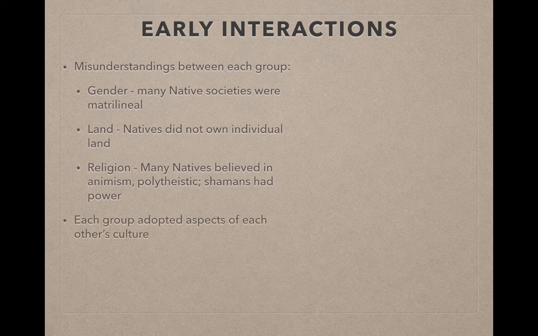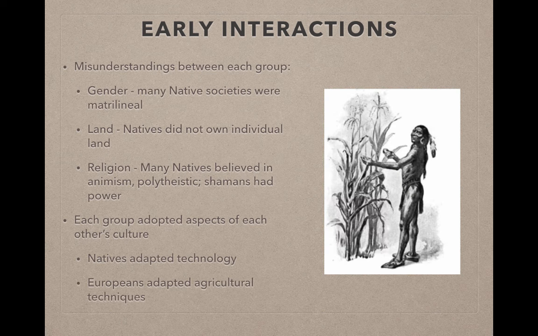And each group adapted aspects of each other's cultures. Natives adapted technology, especially things like guns and goods such as horses, and Europeans adapted agricultural techniques early on from Native Americans, especially fishing and growing crops such as maize, pictured here.